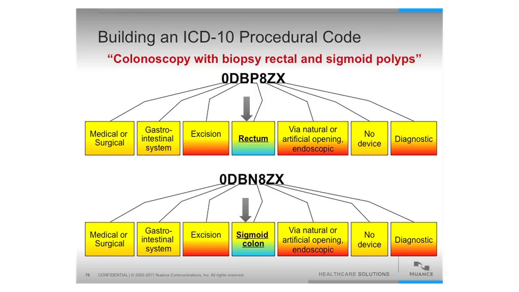Now, what are they going to do next? Are they going to call you? No. They're simply going to build another code. Why are they going to build another code? One code is for the rectum, one code is for the sigmoid because those are different body parts to them. But you said the right thing. You said where you got your polyps. So you've given them all that they need to know. They will use that same information to build 2 codes.